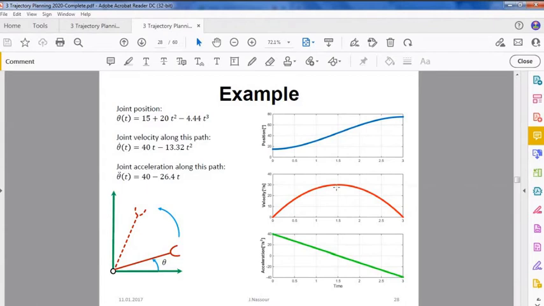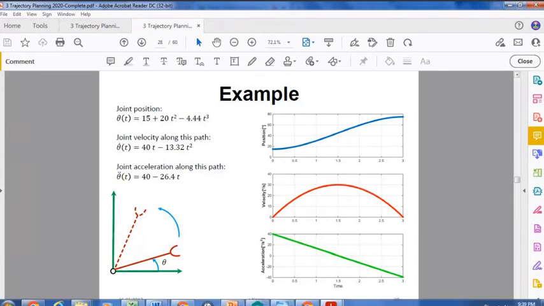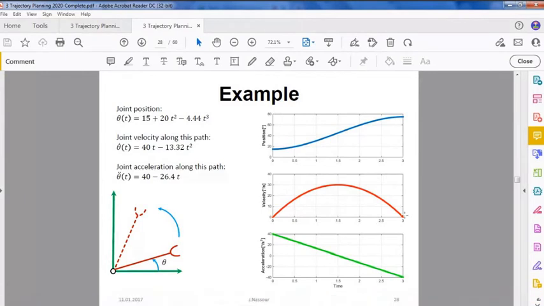This one is using MATLAB. But for yours, you just calculate and plot a graph for position, plot a graph for velocity, and plot a graph for acceleration. But this is a motion without via point. So we have 20 minutes, so I explain a motion with via point.